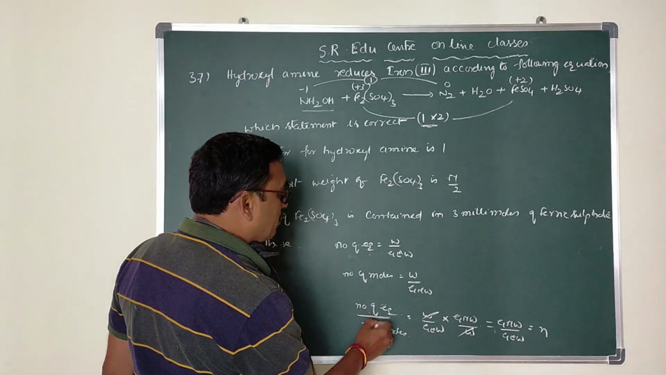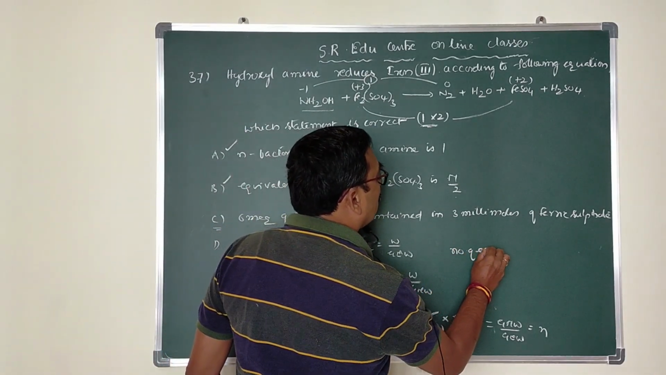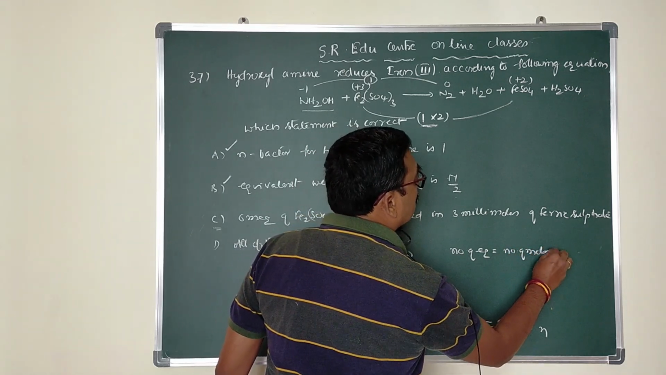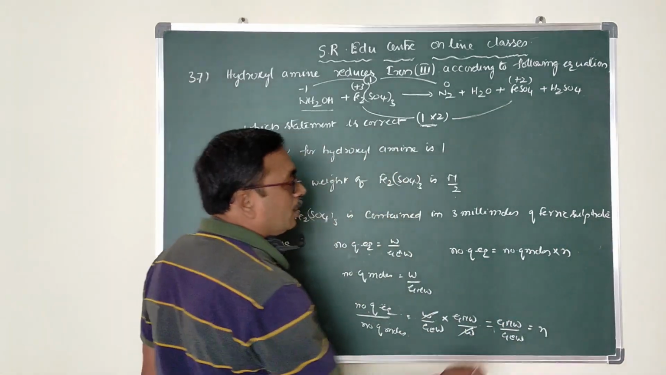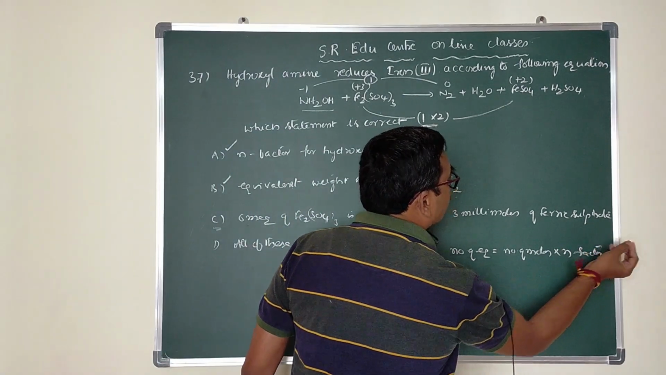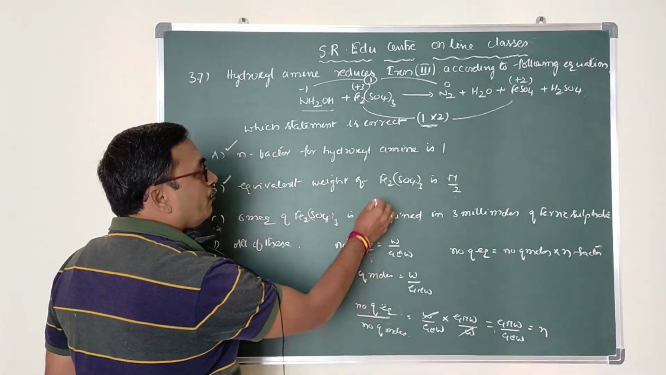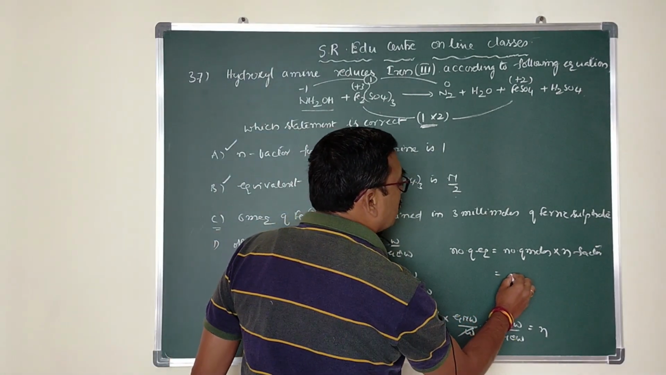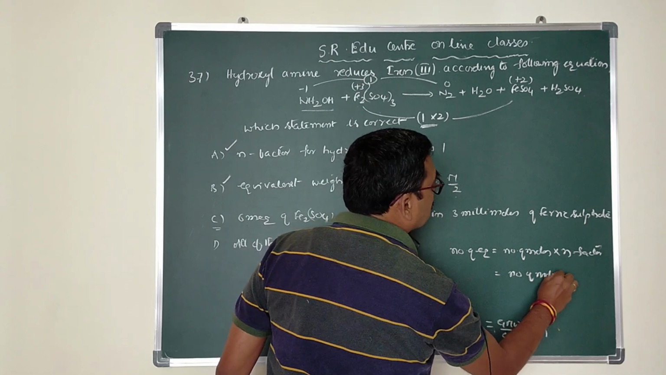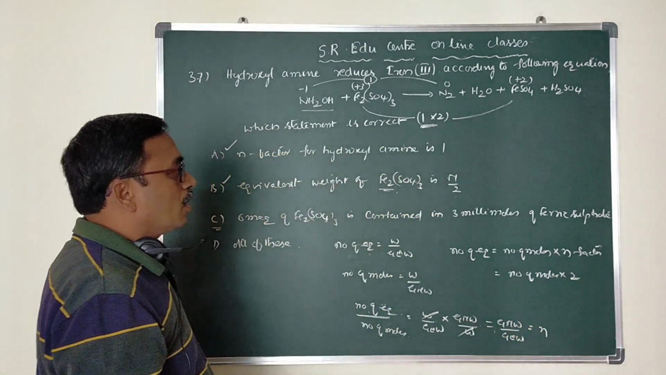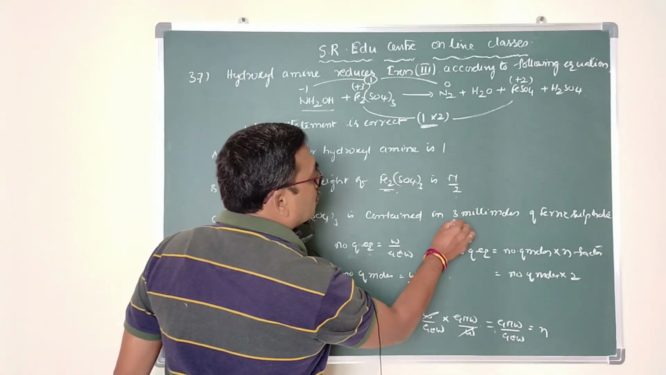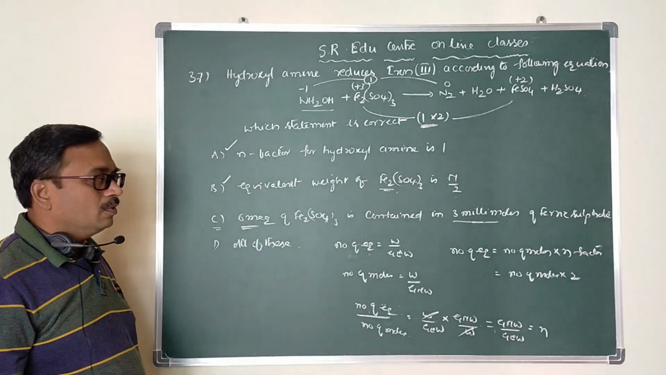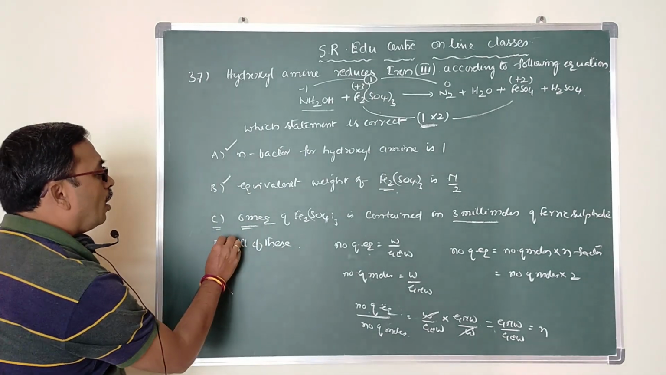So from this we can write number of equivalents is equal to number of moles into n. Here n is the n factor. For Fe2(SO4)3, the n factor is 2. That is, number of equivalents is equal to number of moles into 2. See, 3 millimoles into 2, 6 milliequivalents. So all are correct.